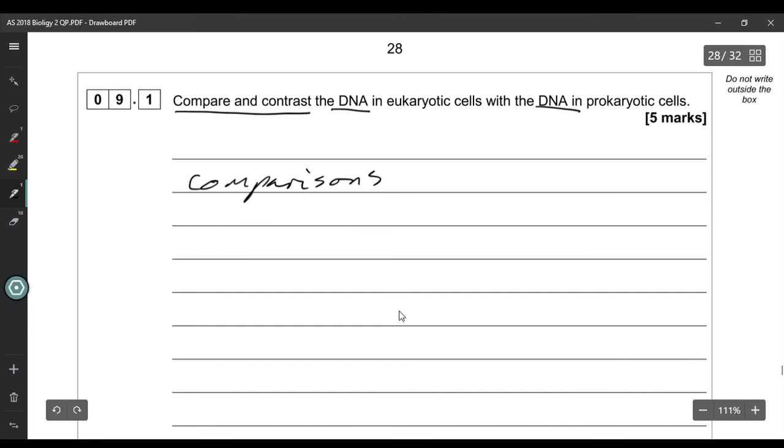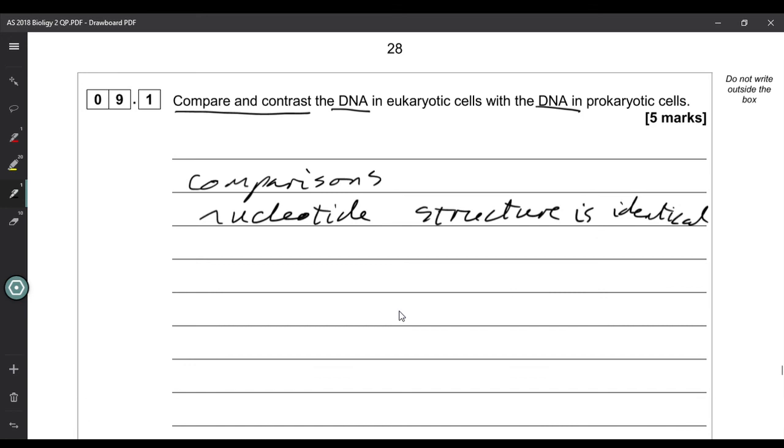So we can say that the nucleotide structure in both eukaryotic and prokaryotic DNA is identical. They have the same nucleotide structure. Okay, we can also say that the nucleotides are joined the same. They're both joined by phosphodiester bonds. So we can put that as a comparison as well.